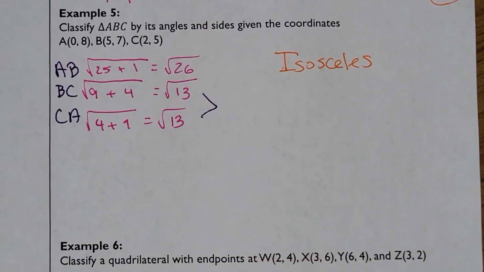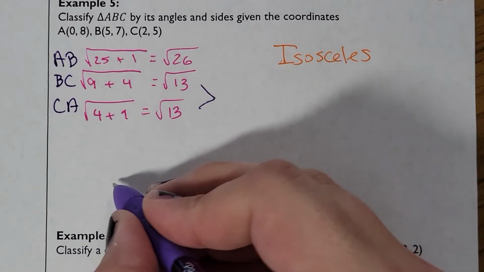Now, I noticed in these examples, the one that we didn't see is if all 3 were equal. If you don't remember what that word was, it was equilateral. That would be an equilateral triangle. So now we've talked about all 3 of them. Okay, again, we're going to classify based off of the angles.